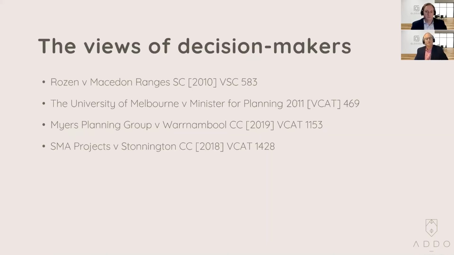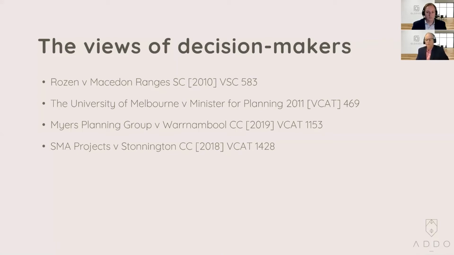So the four cases that we're going to look at are the Supreme Court decision of Rosen and the Macedon Ranges Shire Council, and the next three are VCAT decisions: the University of Melbourne versus the Minister of Planning, Myers Planning Group and Warrnambool, and SMA Projects and Stonington City Council.